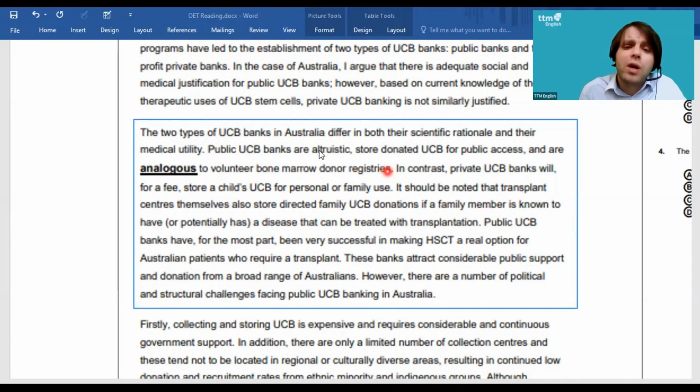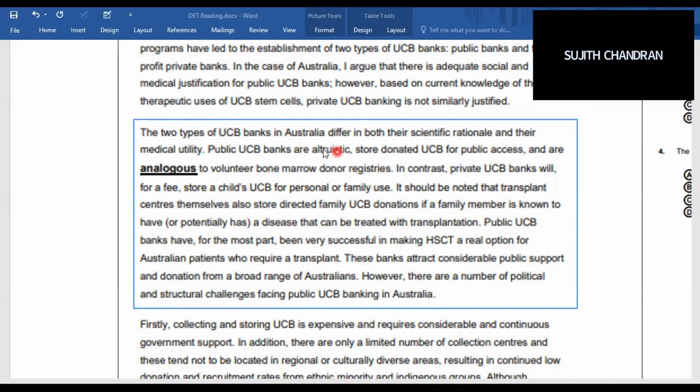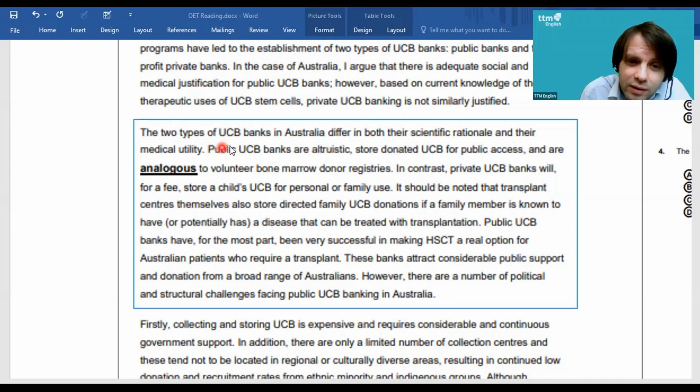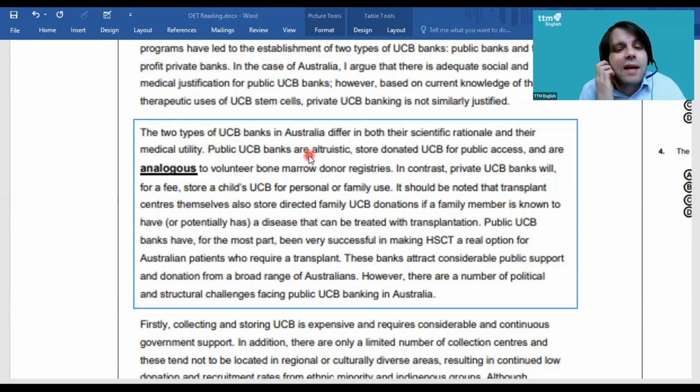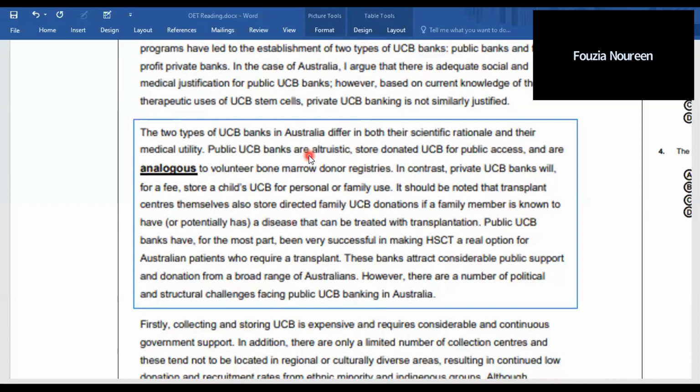Okay. What does altruistic mean? Do you remember? Not selfish. Thinking about yourself, selfish. Okay, that makes sense. Public is for everyone. It's like the state. Okay. What's the question again, everyone? Shout it out. What does the author suggest about UCB banks? So maybe the answer is there, but we're going to read a bit more.